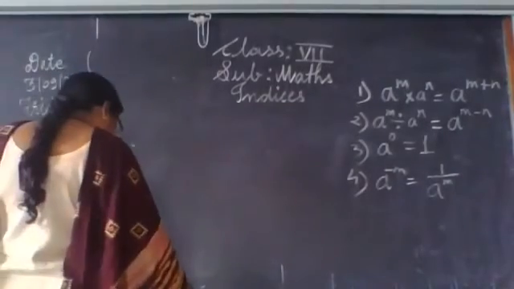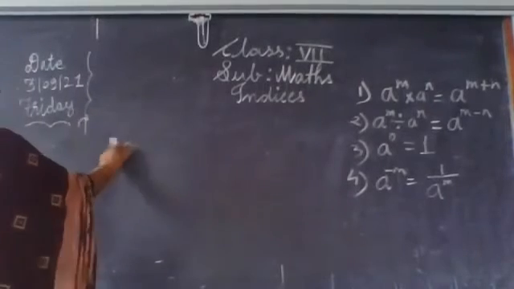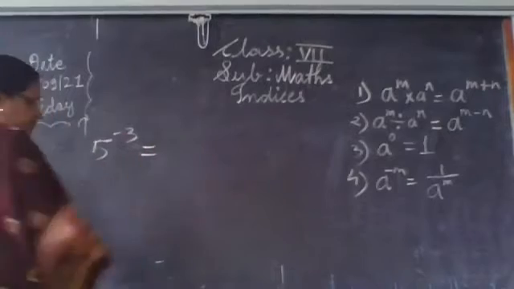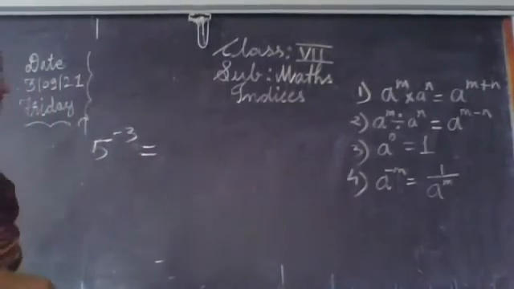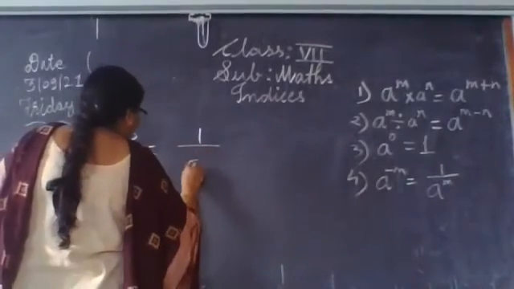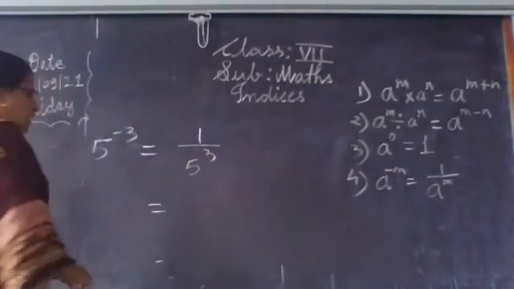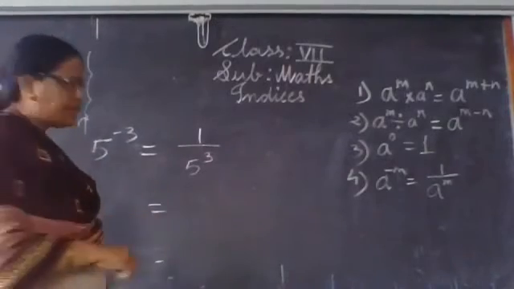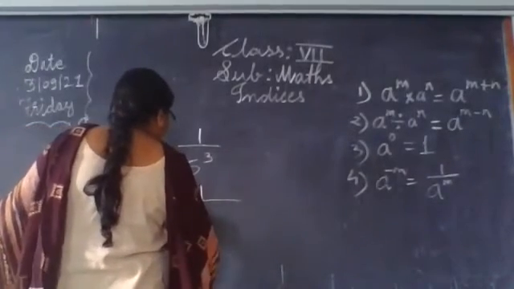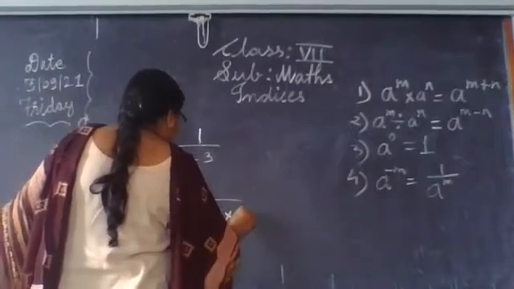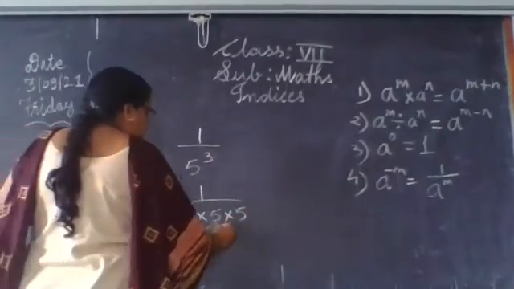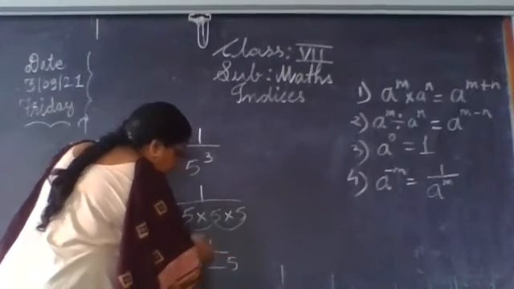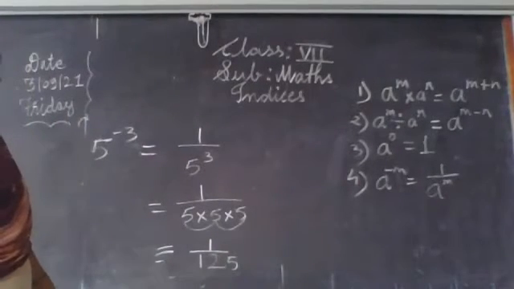See one example. 5 raised to the power minus 3. So here we can write 1 upon 5 raised to the power 3. And what is the cube of this 5? It means you have to multiply this 5 three times. 5 fives are 25, 25 fives are 125. So it is 1 upon 125. Got it, children?